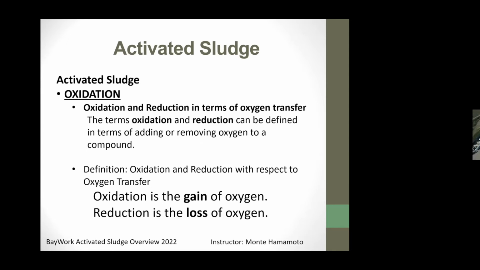So it just will help you, especially if there's an essay question or something on activated sludge. It's helped me in the past just to remember those two simple properties. But again, if you open up a chemistry book and really study oxidation and reduction, it's a whole entire book. There's a lot more to it. But for our purposes, this will get you through certification exam.